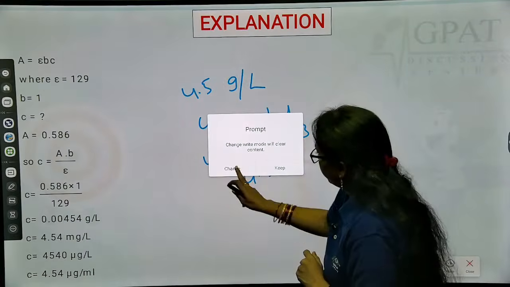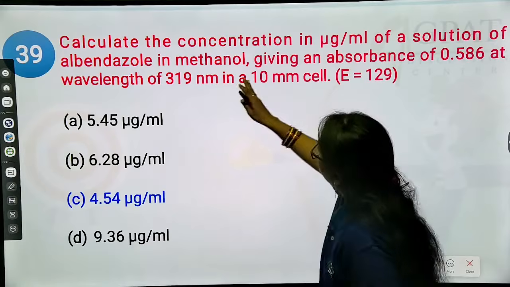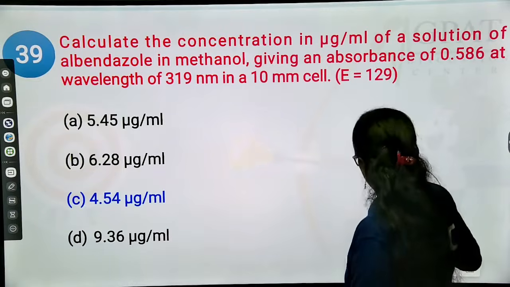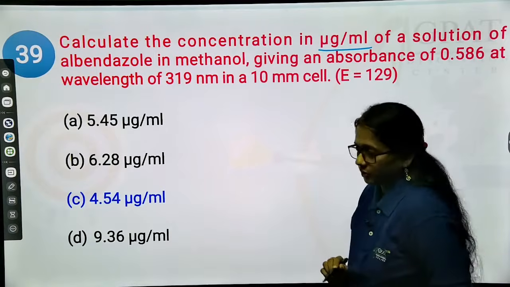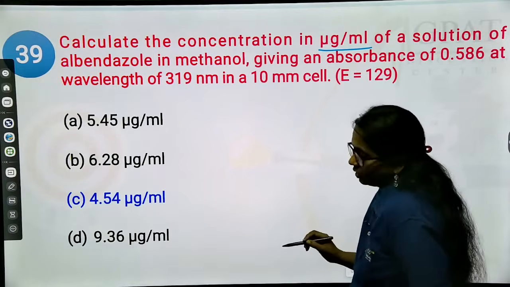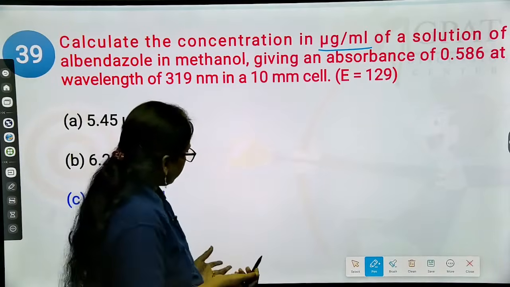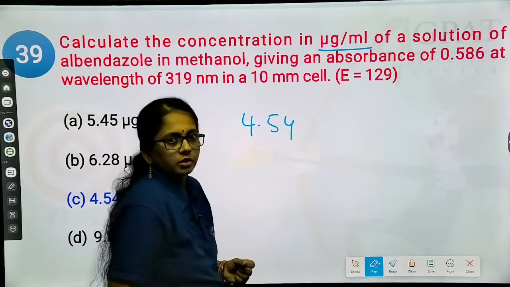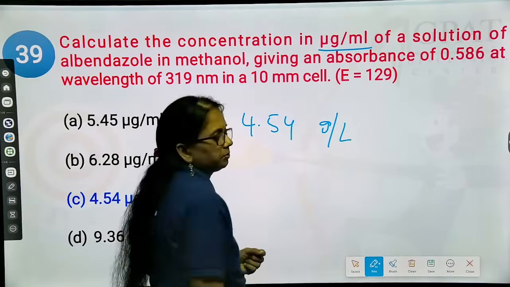So in this way you are going to convert milligrams to micrograms. So finally, what is the answer here? Let me check. In the case of the gram per liter solution, we need to convert this to microgram per ml, okay. Somewhere around we got 4.54, right, that is for the gram per liter solution.